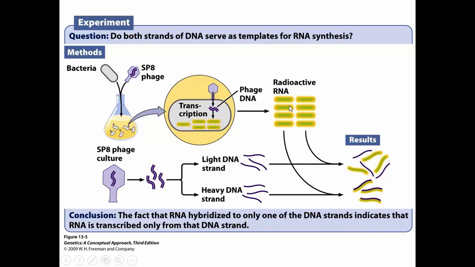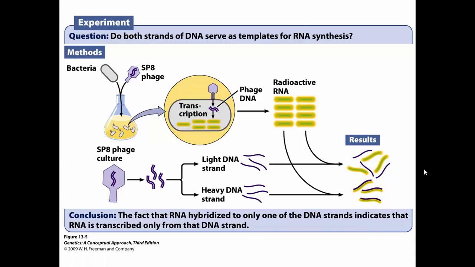The fact that the RNA bound all to one DNA strand but did not bind to the other showed that the RNA was made from one of the strands of the double helix. And in fact, it was made from the one to which it bound, if you really think about it. And so that was showing that genes are transcribed off of one strand and not off of both strands.